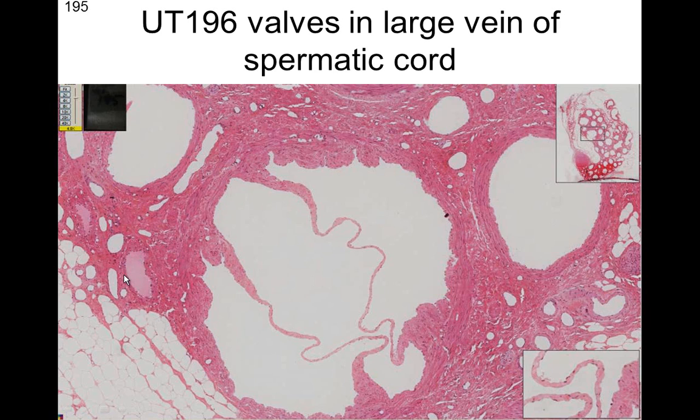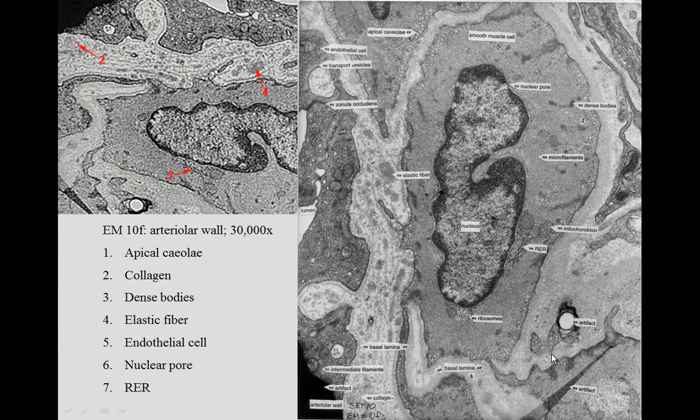This lymphatic has endothelial cells on the surface as well. But here we can see the endothelial cells on the surface of that vein. In this electron micrograph that we see, this is a muscle cell, but here we see an endothelial cell.